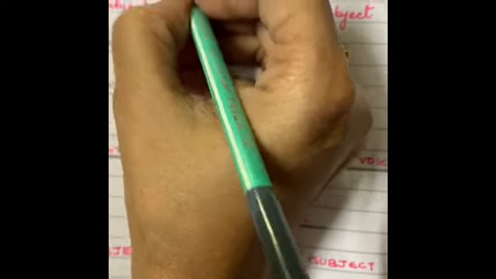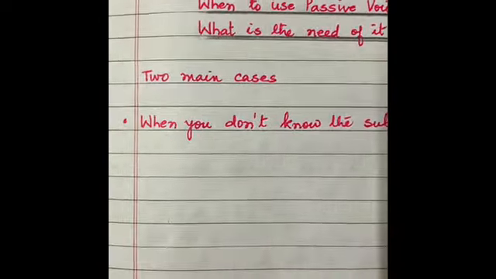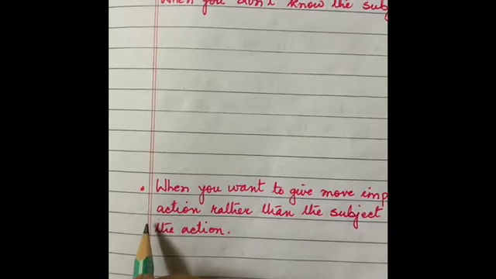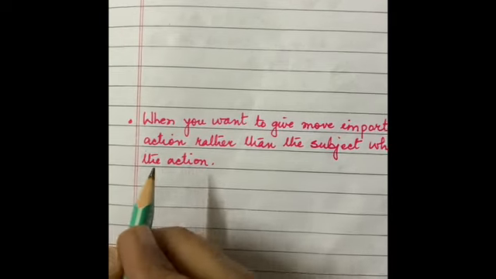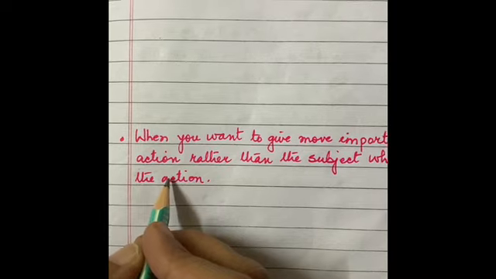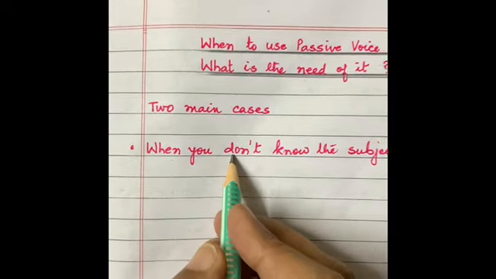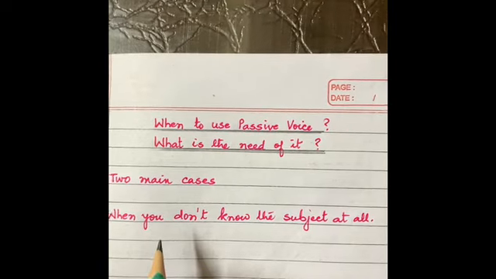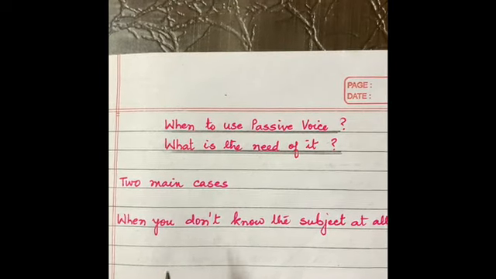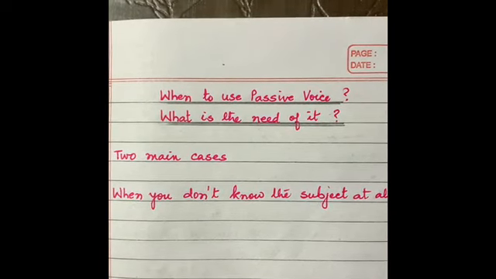Now, we generally use active voice only. This voice we generally use. But there are two reasons for using passive voice. Number one, if you want to give less importance to the subject and focus more on the action and the receiver of the action. Number two, if you do not know the subject at all. We have already discussed this in our previous video with examples. Now let's see how we can convert any active voice into passive voice.